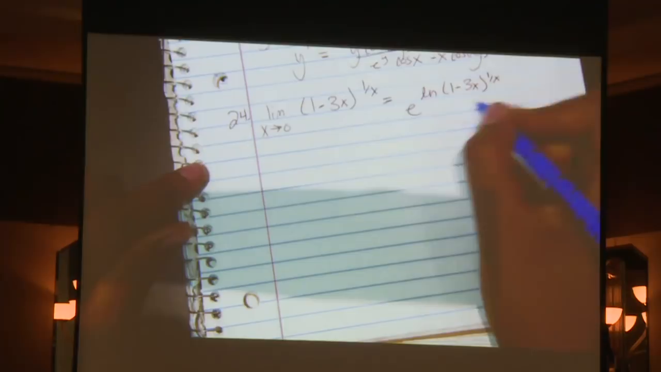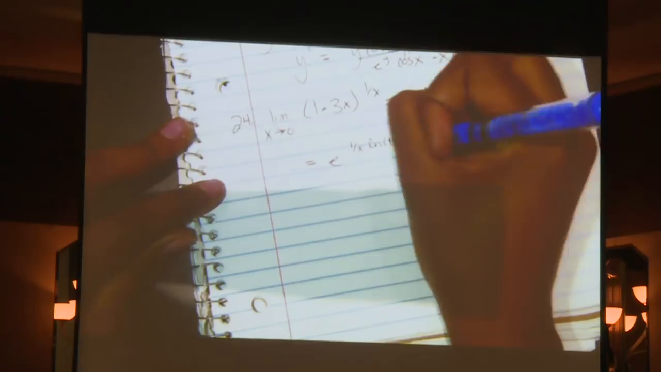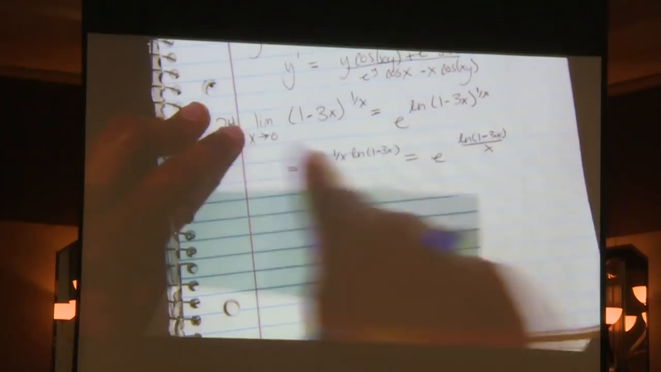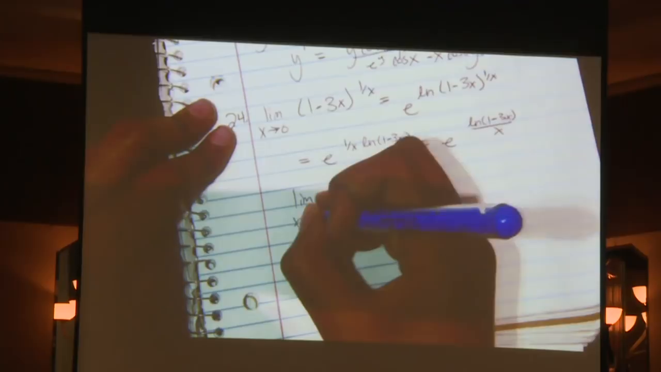Using my rules of logarithms, I know that I can pull this exponent to the front. So then this gives me e to the 1 over x times ln of 1 minus 3x. So then this looks like this, 1 minus 3x to the 1 over x. So now what I'm going to do is take my limit as x approaches 0 of this function up here, because it's the same as taking my limit as e to this, but my e in this case is like my constant. So limit as x approaches 0 of ln of 1 minus 3x over x.